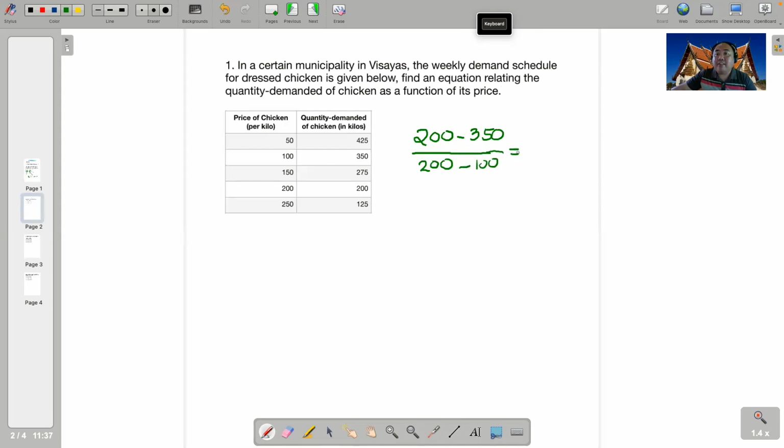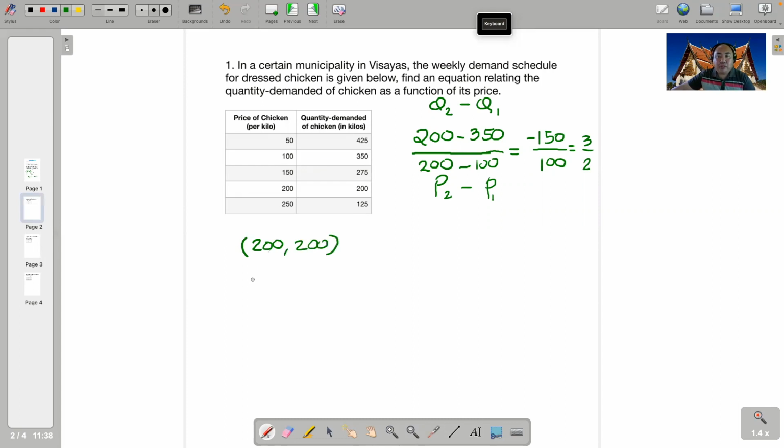This will give us the slope. So we have quantity sub 2 minus quantity sub 1, over price sub 2 minus price sub 1, to get the slope. So that is negative 150 divided by 100, or that's negative 3/2. Correct. Now that you have the slope, you just use one point. Let's use the point 200, 200, very convenient.